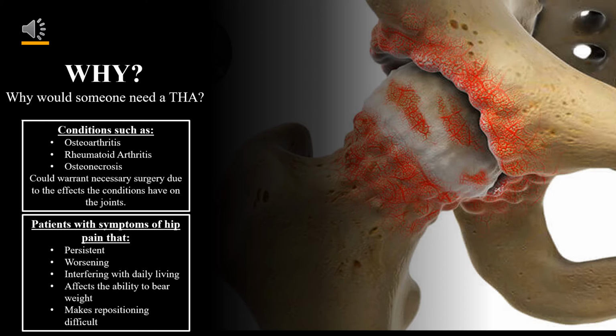So now that we have a good understanding of the history and development of a total hip arthroplasty, let's talk about why a patient may need one. If you can see on the slide here, the damaged cartilage and ball and socket joint together, some conditions such as osteoarthritis, rheumatoid arthritis, osteonecrosis, these types of conditions could warrant necessary surgery due to the effects that the conditions have on the joint itself.